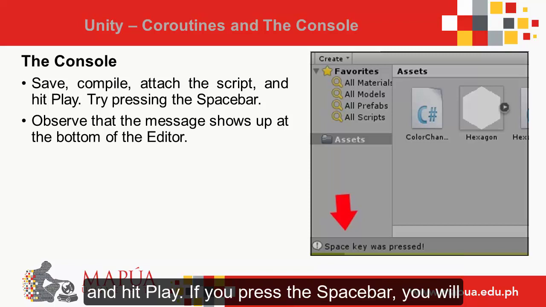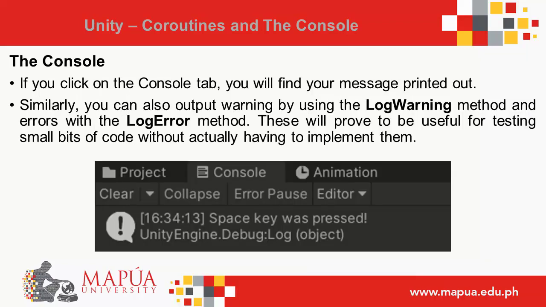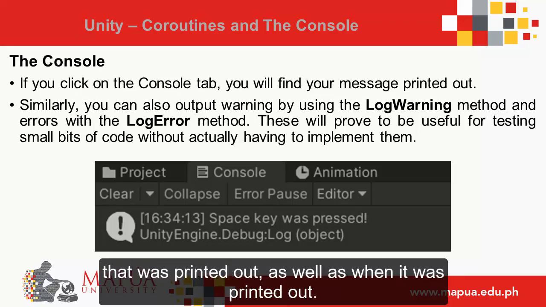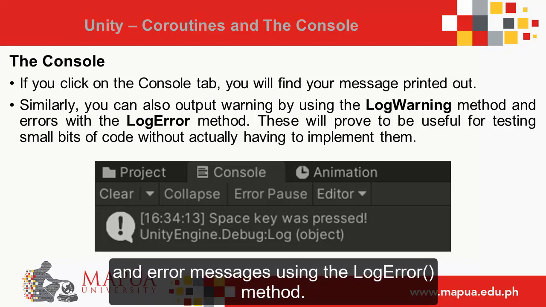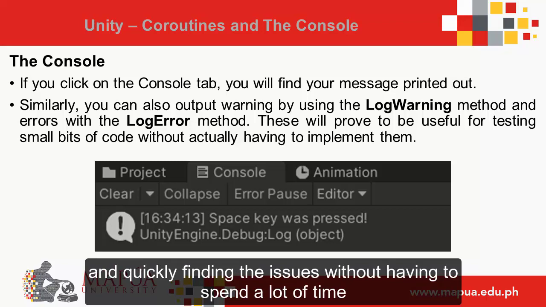If you press the spacebar, you will notice that a message will show up at the bottom left of the Unity Editor. Clicking on the Console tab will show you a history of the messages that were printed out, as well as when they were printed out. You can also output warning messages using the LogWarning method and error messages using the LogError method. These things will be essential in testing the logic of our code and quickly finding the issues without having to spend a lot of time implementing them.